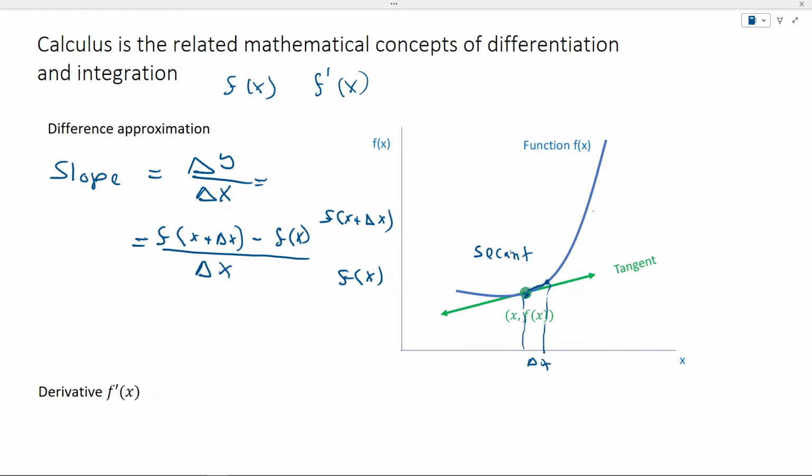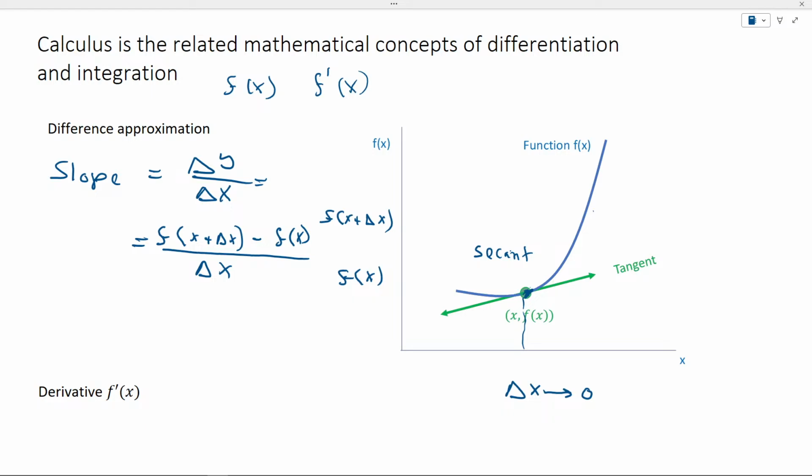What about if I make delta x very, very small, so that it approaches zero, extremely small? Then the slope at this point would be equal to the slope of the tangent. So basically, that is how we find the rate of change at a point.